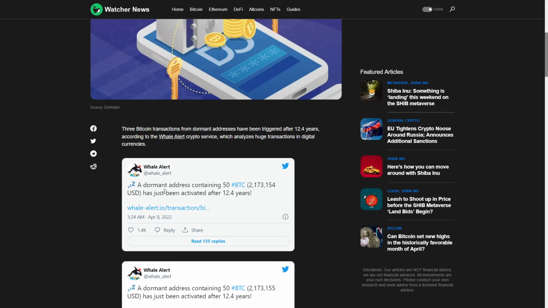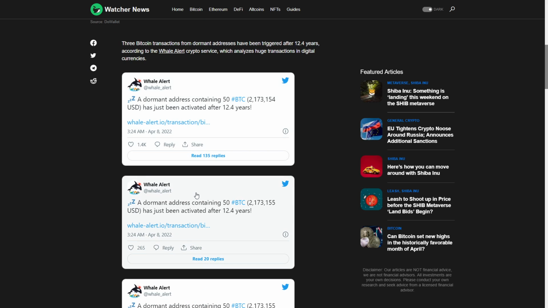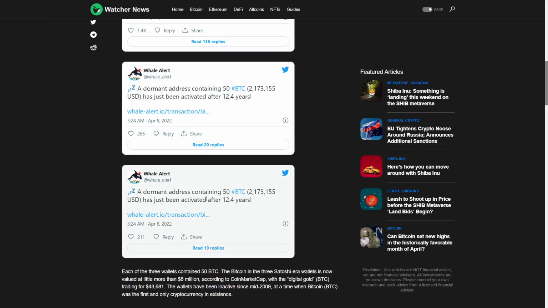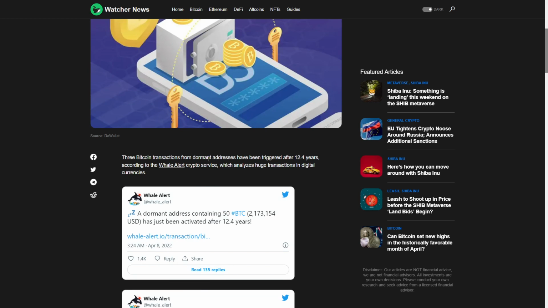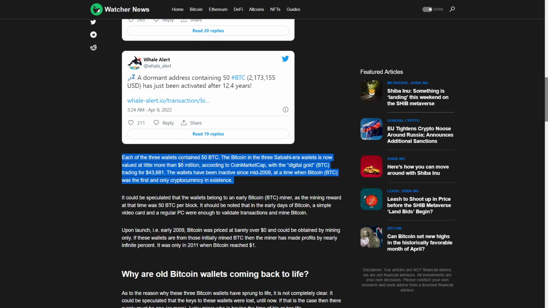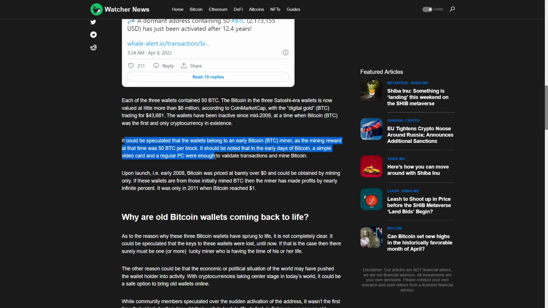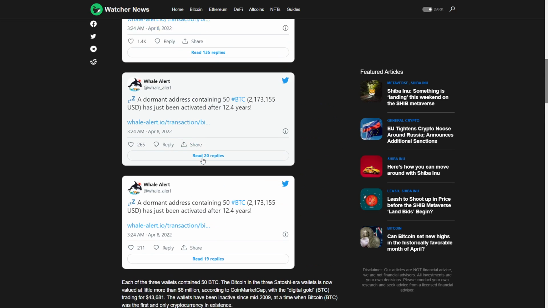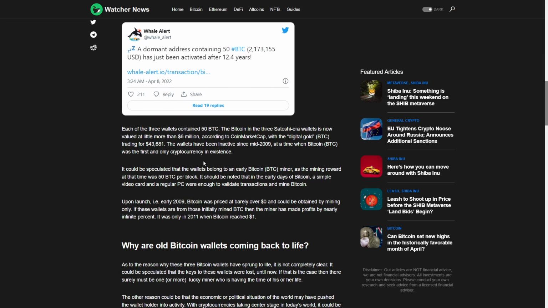Dormant address containing 2.1 million USD has been activated after 12 years. Again, 2 million here and 2 million. So it seems like he was holding 150 Bitcoin. So 3 wallets contain 50 Bitcoin. The Bitcoin in 3 Satoshi Era wallets is now valued at a little more than 6 million, according to CoinMarketCap, with digital gold trading for 43,000. So he bought it. When he bought 150 Bitcoin, and he found some wallets.